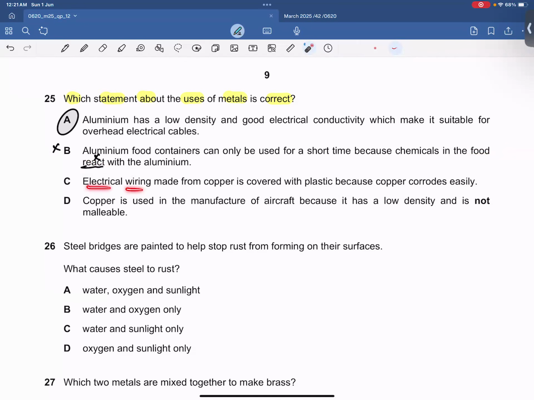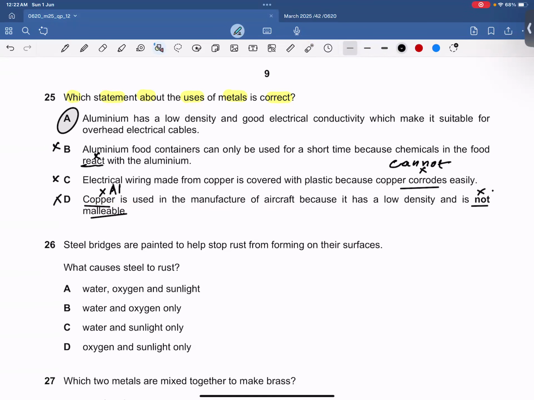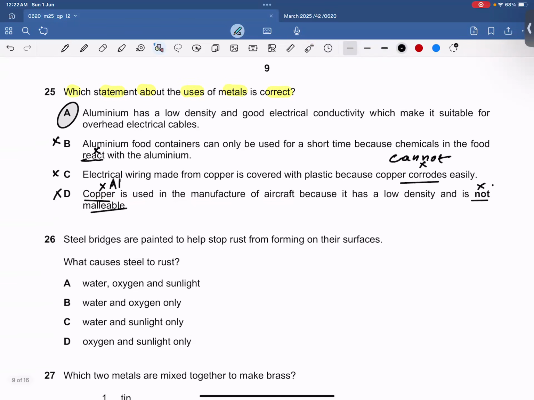Next is electrical wiring made from copper is covered with plastic because copper corrodes easily. Copper cannot corrode because the reactivity of copper is very low, so that's not a valid reason. Copper is used in the manufacture of aircraft. Copper cannot be used in the manufacture of aircraft; aluminum is used. And also it is not malleable. It is malleable, guys. All metals are malleable and ductile. So the right answer obviously is A.